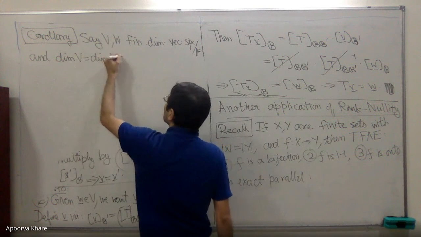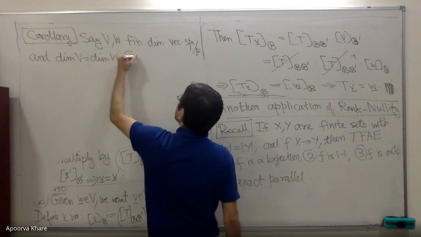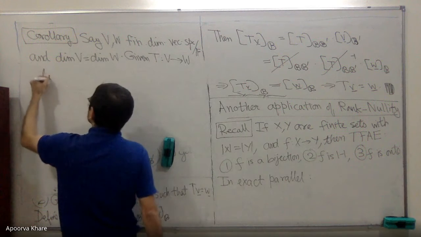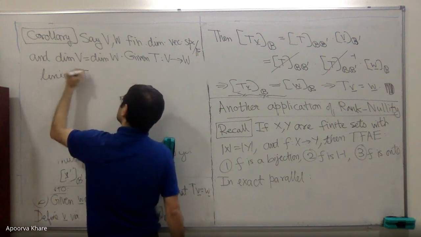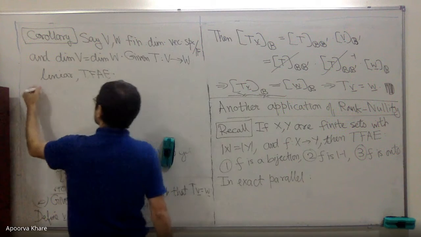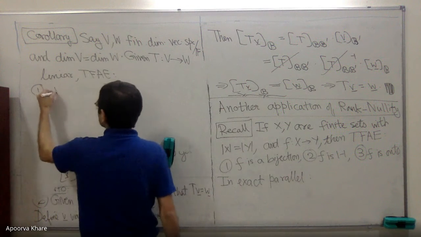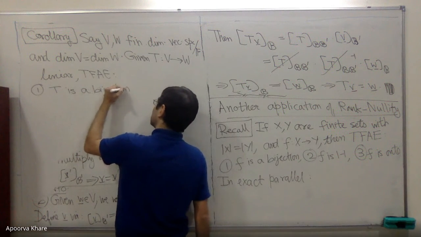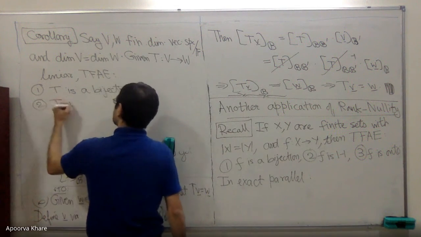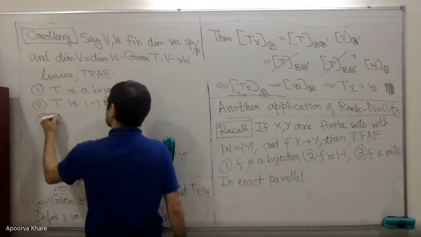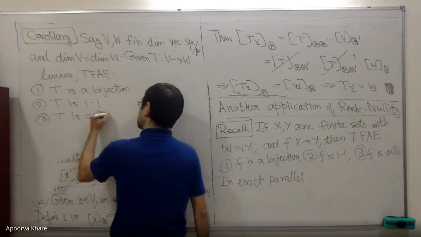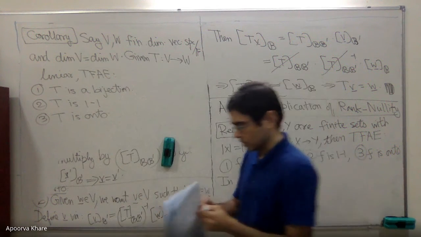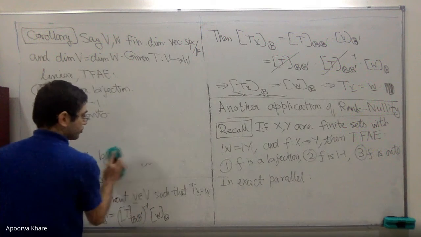Let's say given a linear map T from V to W, the following are equivalent: T is a bijection, T is 1 to 1, and T is onto. Great. Proof.